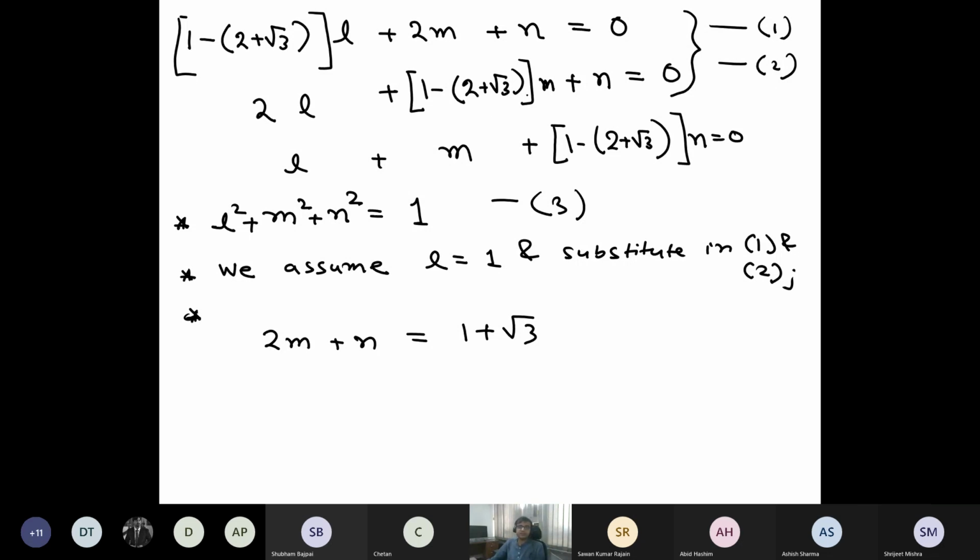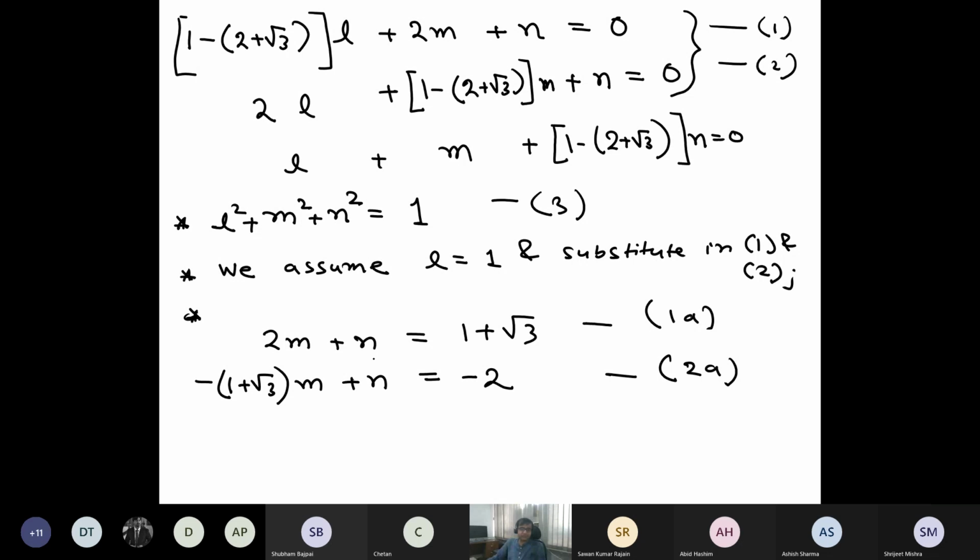And then let me come here to the second equation. And in the second equation, I have assumed L to be equal to 1. So what I will have is simple actually. So 2 minus 1, so minus. So if I use a minus sign, it should be 1 plus root 3 m plus n is equal to minus L, which is equal to minus 1. So this is now my equation 1a. This is my equation 2a. And I want to solve these two equations to find out m and n.